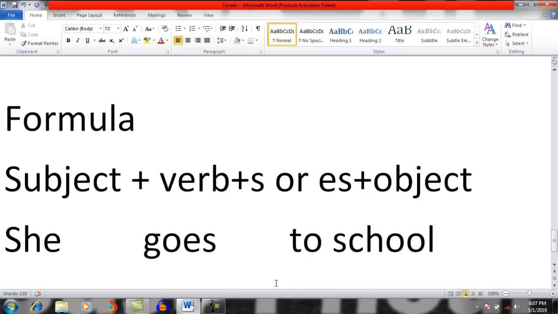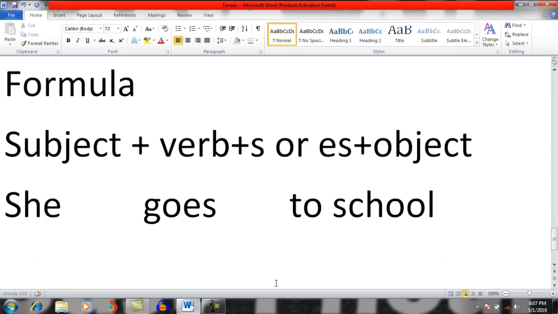School is not an object in this case. School is a noun, but according to the rules of grammar, I have just written here the formula. So she goes to school. Why have I added es here? Because after G, what is here? Go, and the verb ends with o. I mentioned before that whenever we are talking about third person pronoun and the verb ends with o, we'll have to put es there.